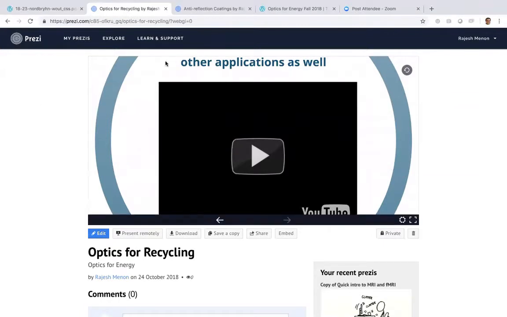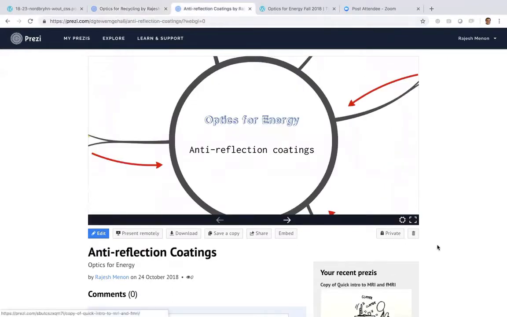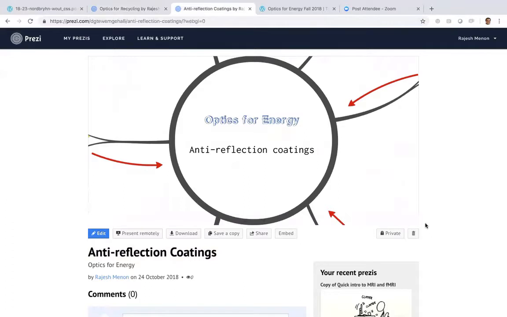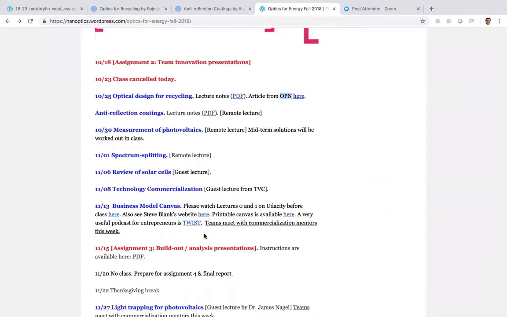Okay, so the next topic, I'll stop here and see if there are any specific questions before we jump into anti-reflection coatings. If there are none, then we can jump right in. So the next topic here is anti-reflection coating. Anti-reflection coatings are also quite ubiquitous, as we will see.